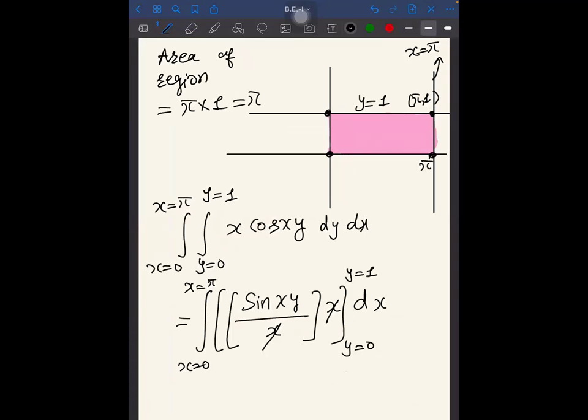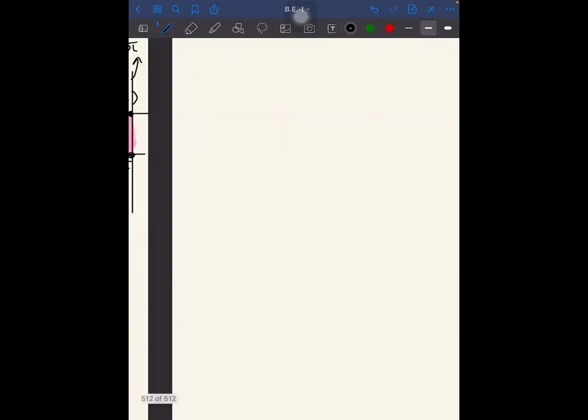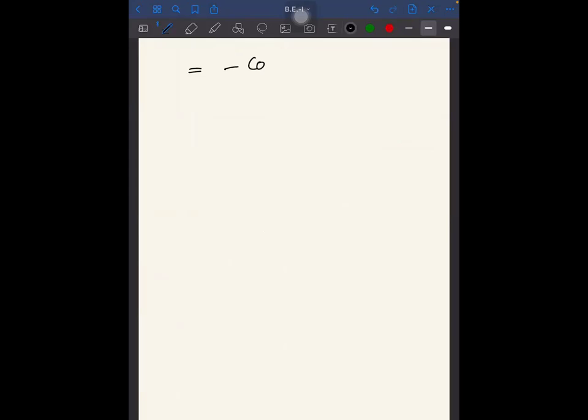So now you put the value of y over there, so x goes from 0 to pi. You put the upper value of y, and this becomes sine x dx. The integral of sine x is minus cos x from 0 to pi. So this becomes 2.